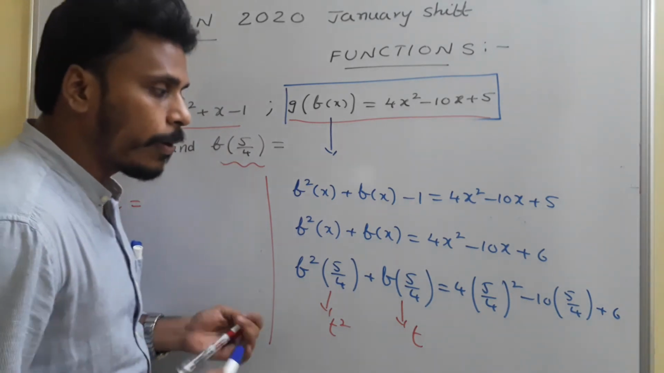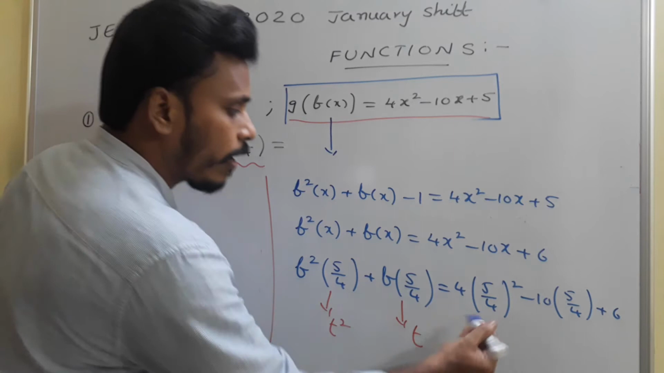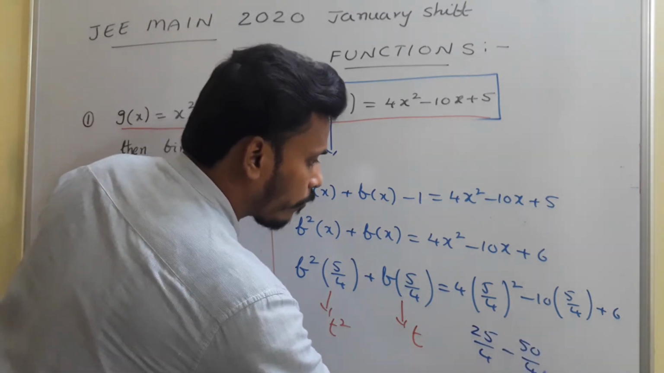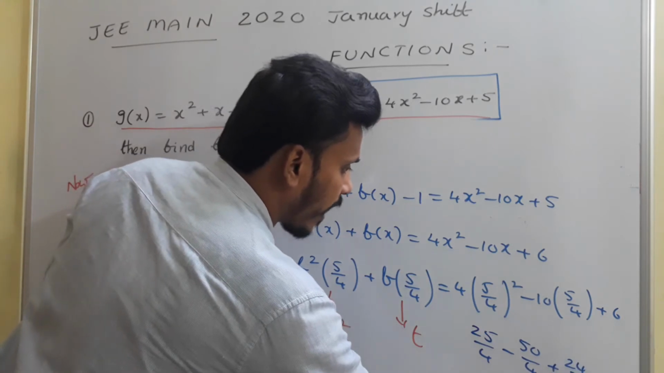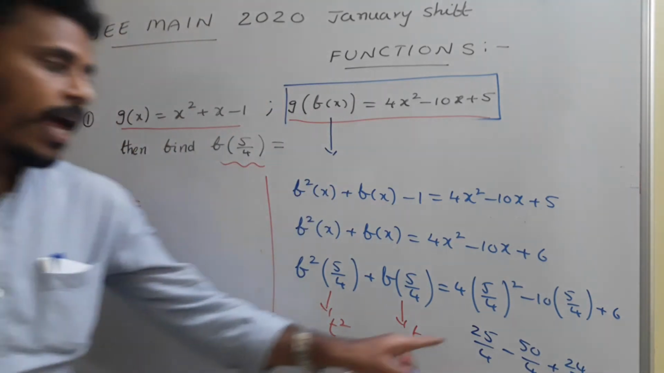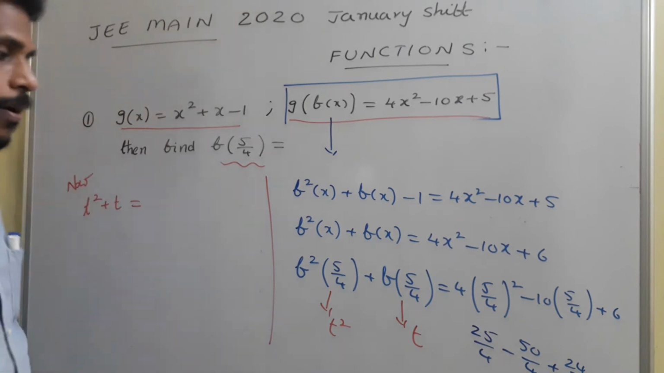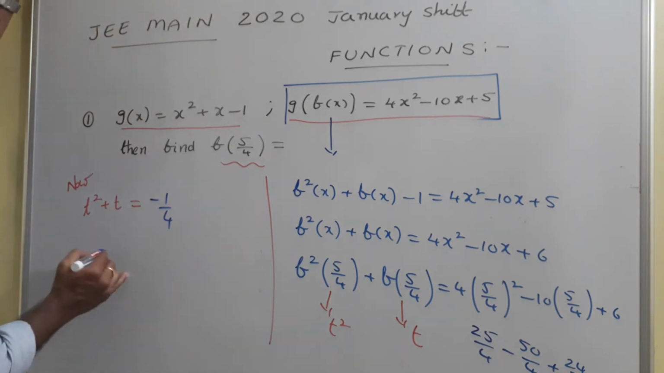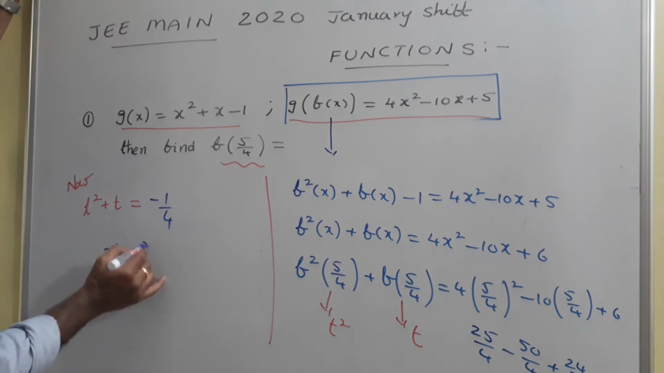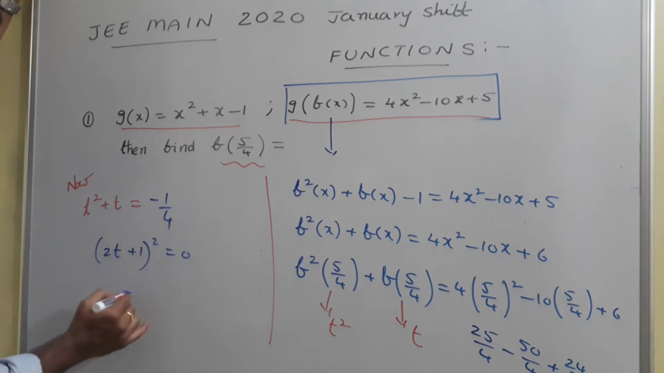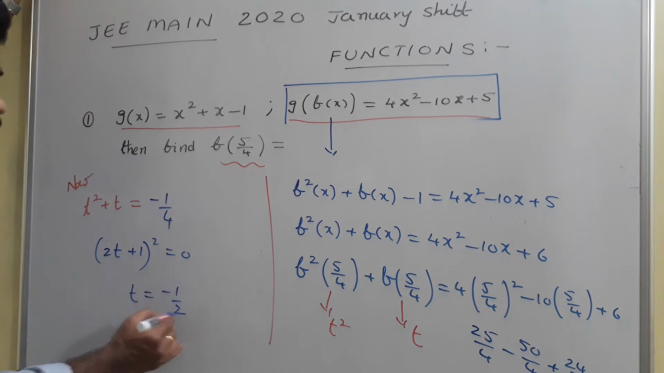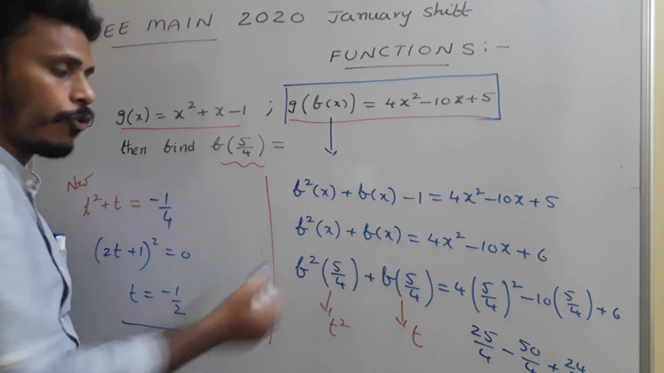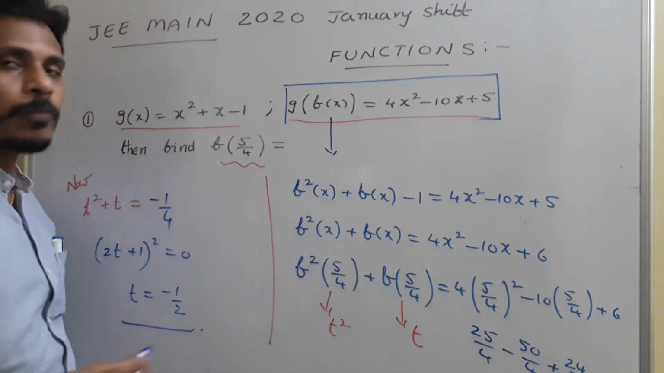So how it becomes? Just think about it. 25 by 16, so 25 by 4 minus 50 by 4 plus I will write that 6 as 24 by 4. When you add 49 minus 50 minus 1 by 4, this is equal to minus 1 by 4. Again the same logic as we discussed, it will become like 2t plus 1 whole square is equal to 0 and t is equal to minus 1 by 2. At the end the t is nothing but f of 5 by 4, right? So f of 5 by 4 is minus 1 by 2.